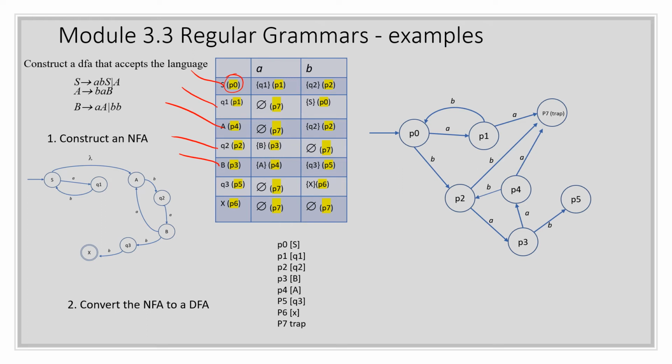And now I'll do P5. P5 with an A, I go to the trap. And with a B, I'm going to go to P6. And P6 is an accepting state because P6 was state X, if you remember here. All right, then if I'm in P6, I'm going to go to P7 with an A or a B. And then if I'm in P7, of course, I'm going to stay in P7 with an A or a B. So I've now converted this NFA into a DFA. And of course, since this is a video, you can go back and rewind, or you can actually try and do it yourself for practice.